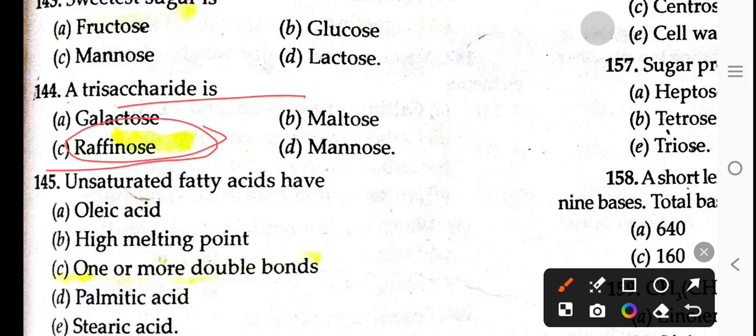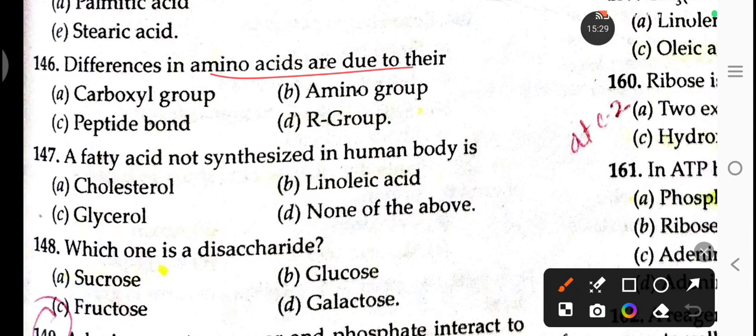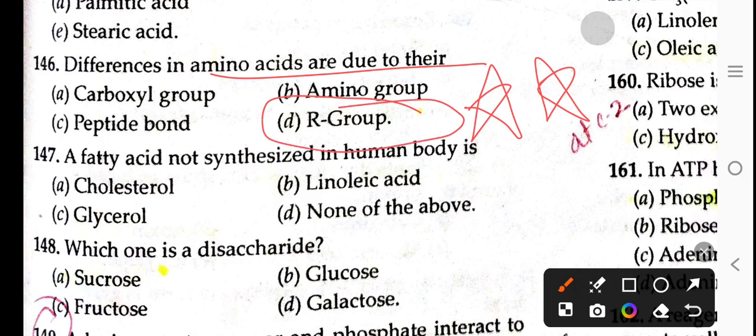Option number C. Unsaturated fatty acids have one or more double bonds. Option number C is the right answer. Differences in amino acids are due to their, so it is the important one, R group. Option number D. A fatty acid not synthesized in human body is linoleic acid.